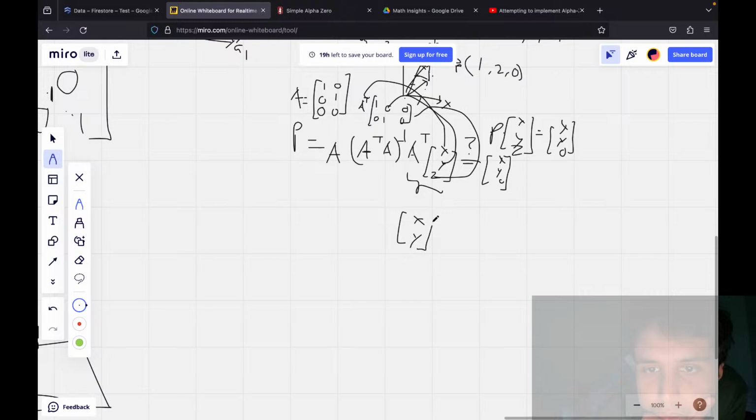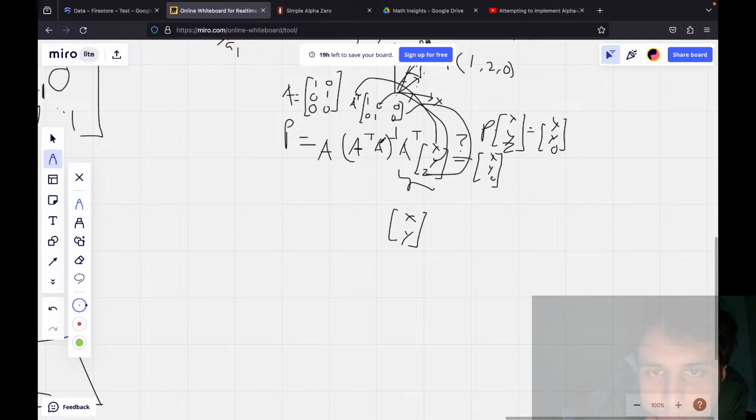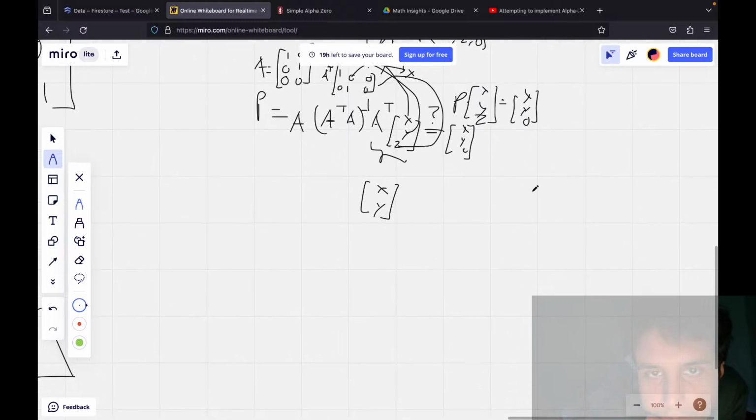So right here, we just get x and y. And now A transpose A, the whole thing inverse, well, we actually know that this is going to cancel out. I've already shown that earlier. What is A transpose A, right? We know it's going to be the identity matrix, but I'll just show it again just because I feel like it.